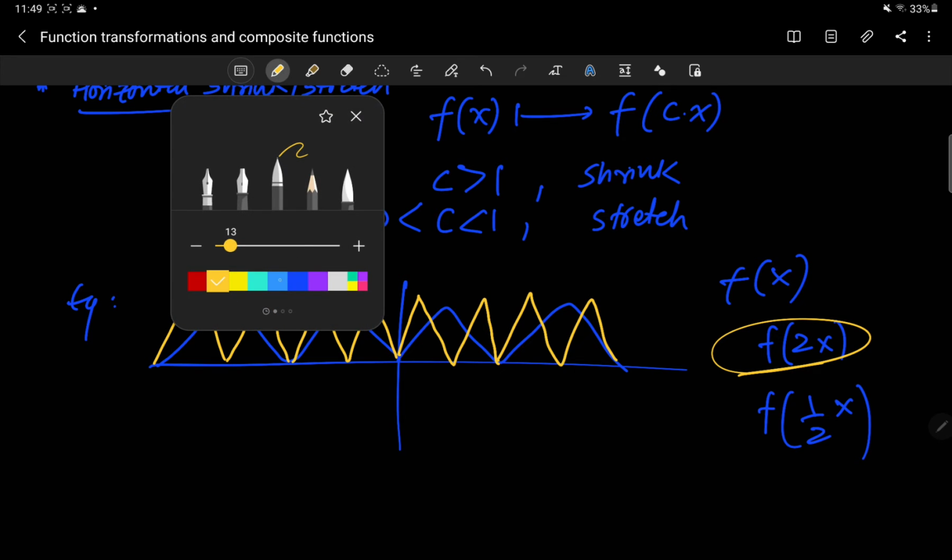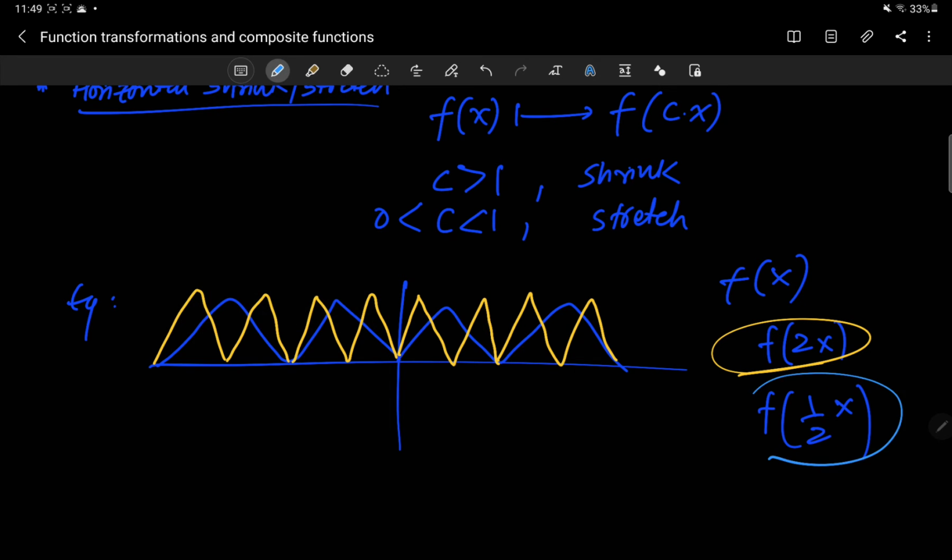Whereas f of half x, that's going to be, let's use a different color, f of half x is going to be half as fast. So it's actually only going to have 1 cycle for 2 cycles of blue. Okay, so that's how these transformations for horizontal shrinking and stretching work.